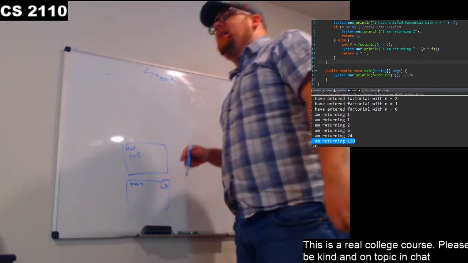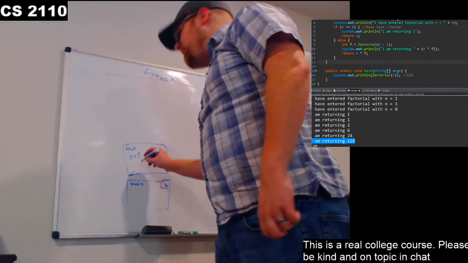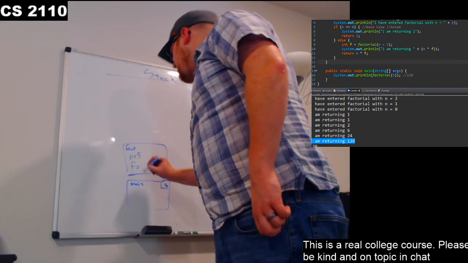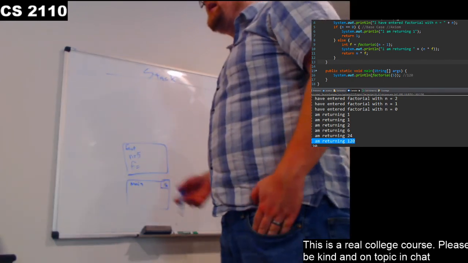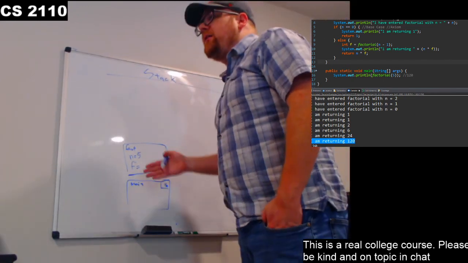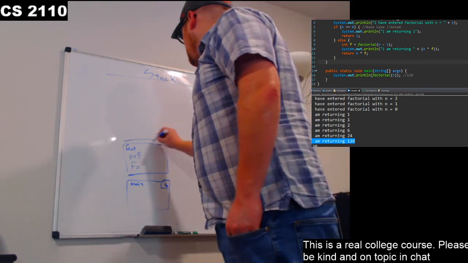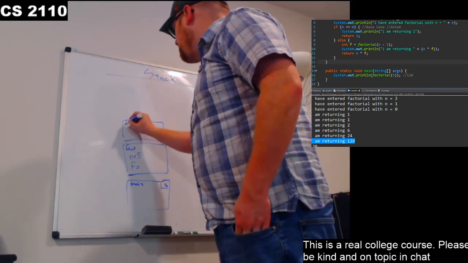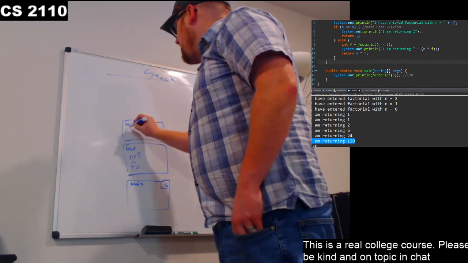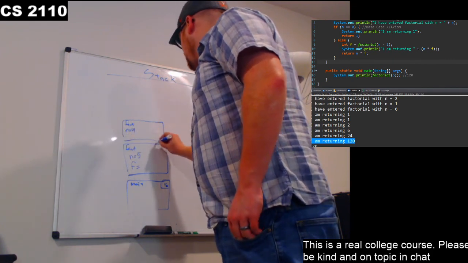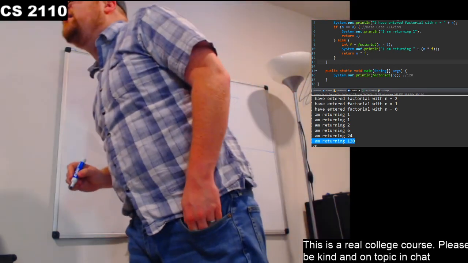At line 8, I then say f equals factorial n minus 1. So what does f equal? Well, I don't know yet. I have to figure out what factorial n minus 1 is first. So I need to call factorial with n equal to 4. And now this is paused at line 9.